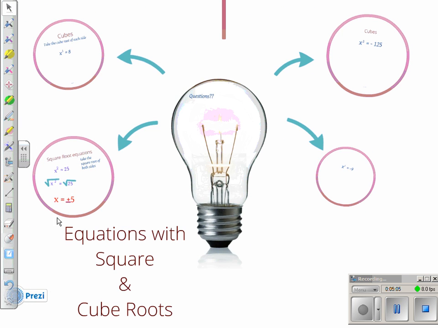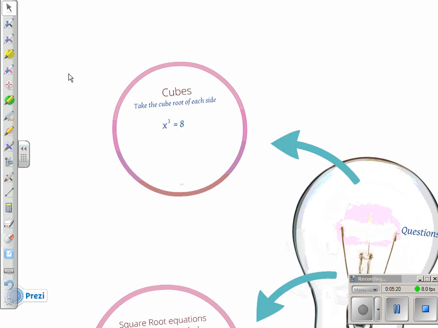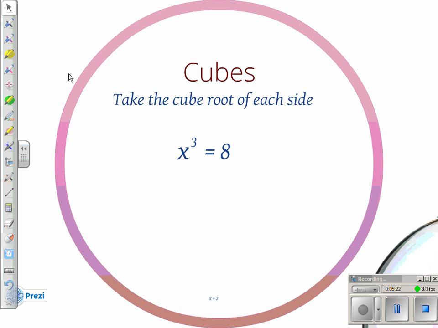All right, so now back to our home screen. So that tells us how to work square root equations. Now let's go to cubes. Let's talk about what to do when we're solving a cube. So we're going to go to this top left cubes bubble. Take the cube root of each side. So we're trying to solve for x. That's ultimately our goal.